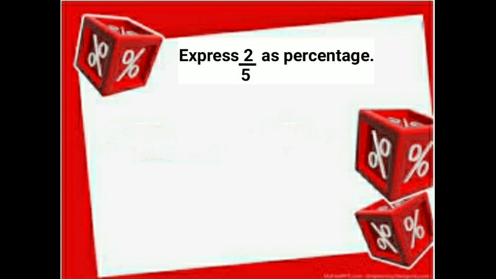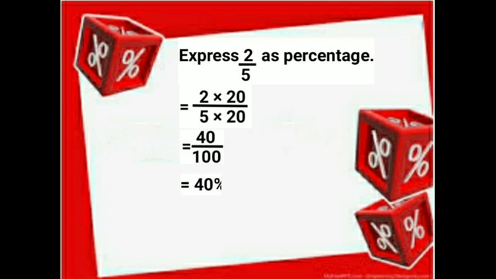Express 2 upon 5 as percentage. Now to get the denominator 100, we will have to multiply the given fraction by a suitable number. We know that 5 times 20 is 100. Thus, we multiply 2 upon 5 by 20, which is equal to 2 multiplied by 20 upon 5 multiplied by 20, which is equal to 40 upon 100, that is 40%.